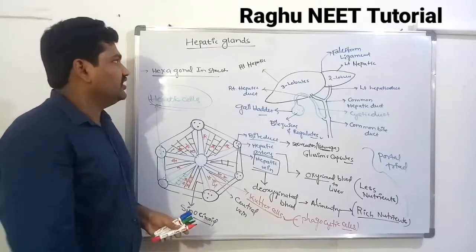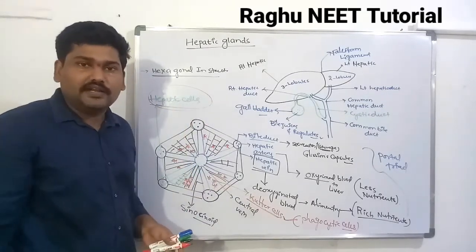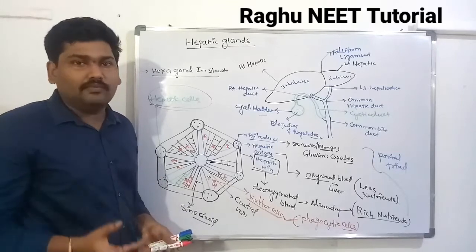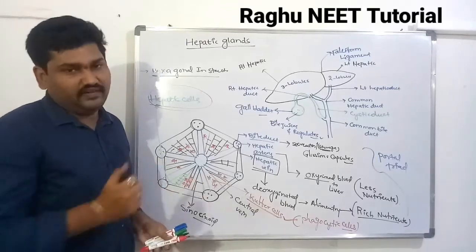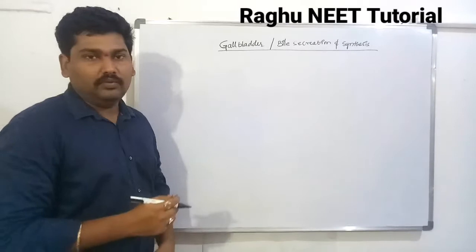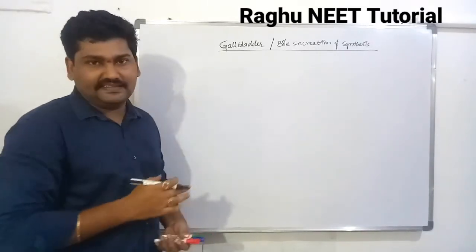So this is the information about the hepatic glands. Next one, what is the bile and bile secretion and the function of the liver? Next one, the gallbladder, bile secretion and bile synthesis.